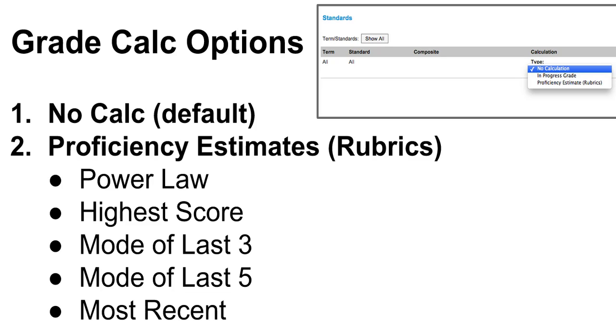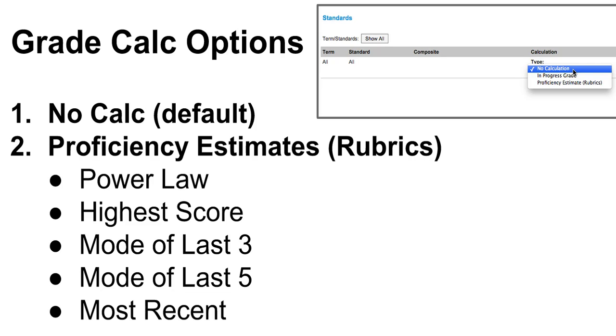Next in our settings, we want to take a look at our grade calculation options. And on this screen, you can see a little screenshot of what teachers see when that opens. The default is our number 1 here, the no calc option, and that is the default, so teachers can absolutely enter their scores and assignments and evidence into the gradebook, but the program will not do any calculations.